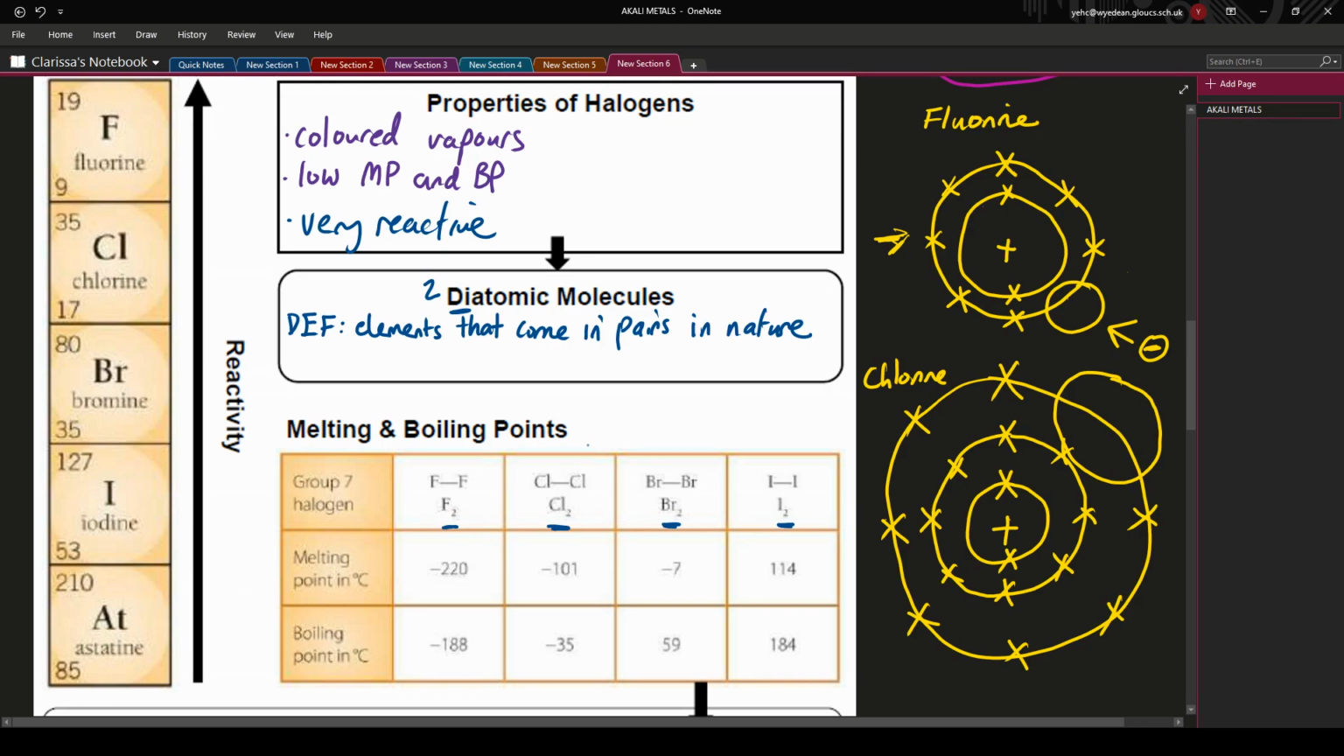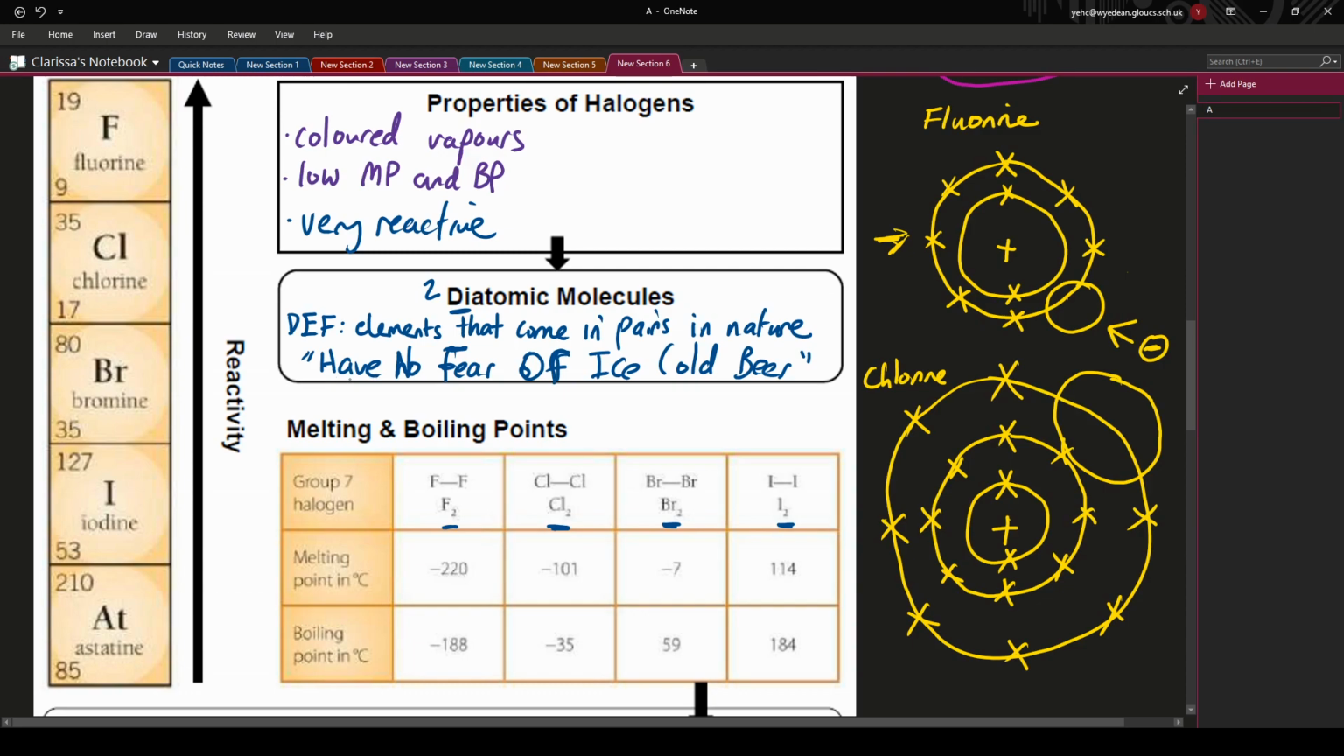Basically, because it's so reactive, it's just not going to exist on its own. It wants to be chemically bonded to something. Has to be. And there are some other elements that are also diatomic, like the halogens. It's not just halogens that are diatomic. The way I remember which elements are diatomic is: Have No Fear Of Ice Cold Beer.